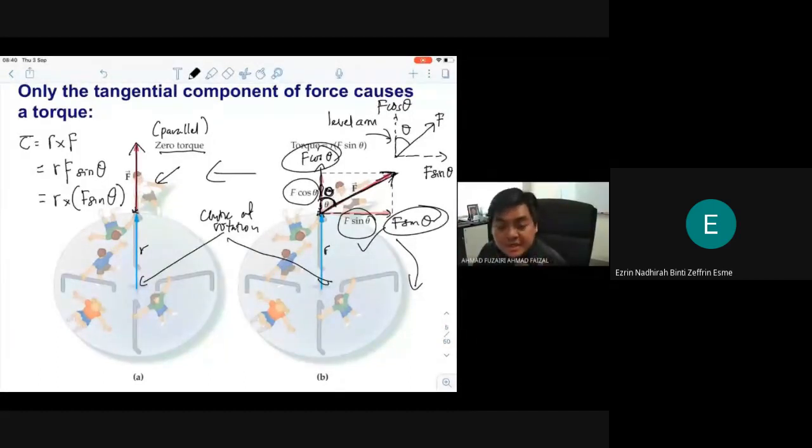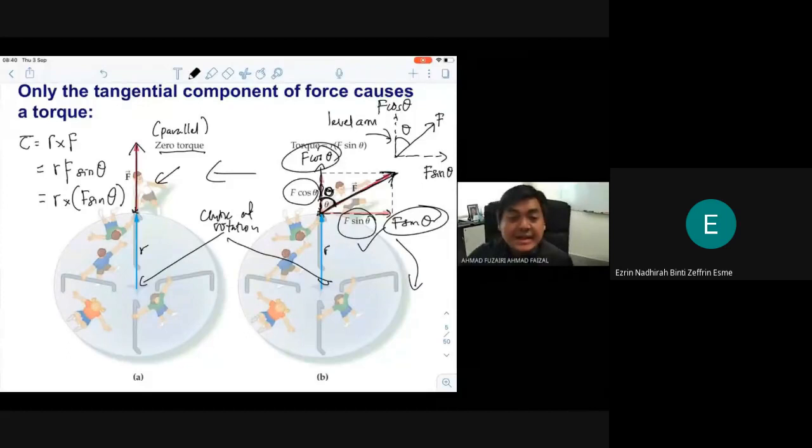Sebenarnya we must make sure the component of force that is perpendicular to the lever arm should give you torque. In this case, F sin theta. Maksud dia, apa-apa pun kalau kita nak calculate torque, we must find what will be the component of force that is perpendicular to the displacement, to the R.